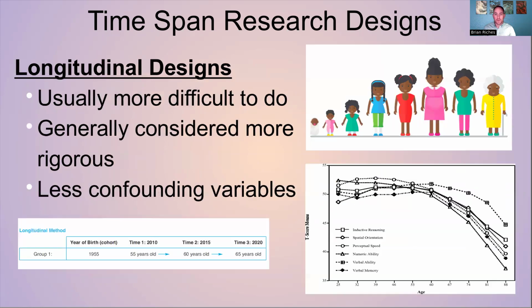But then some researchers had enough funding over time that they could do the same thing with a longitudinal sample. This had hundreds of participants. They measured inductive reasoning, spatial orientation, perceptual speed, numeric ability, verbal memory, a bunch of cognitive capacities, and they followed them from the time they were 25 to basically when they passed away. On this graph, we've got 88, but they did continue to follow them. What you should see here is a general trend line that is very, very flat, and then it really starts dropping off after about 75.